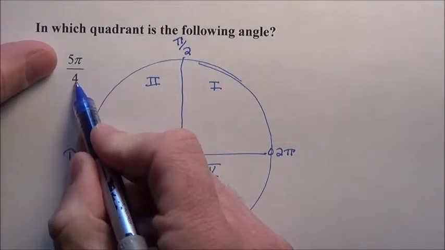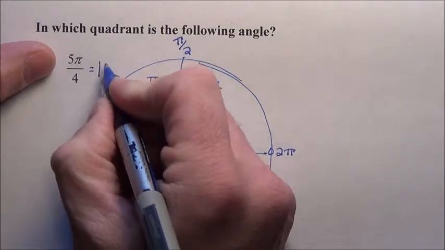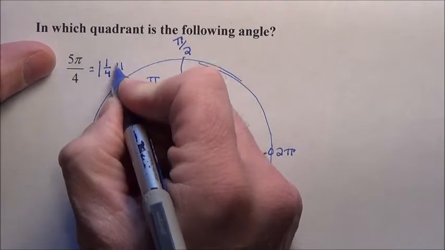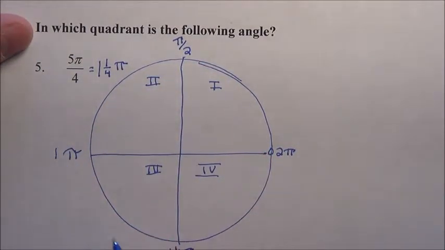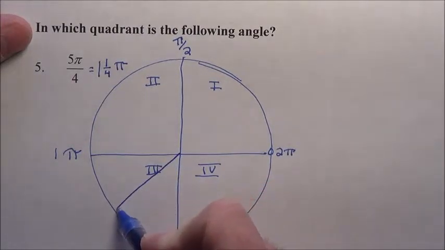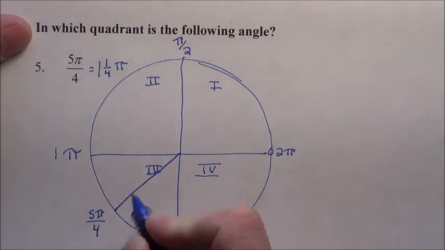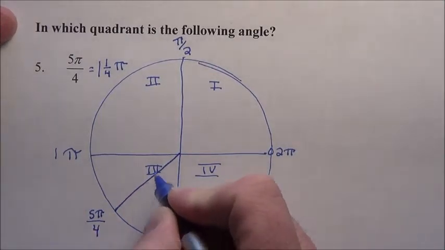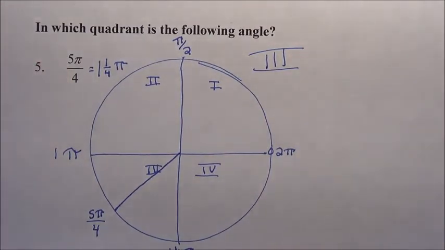Where is 5/4 pi? If we want to think of that, we say, wait, 5/4, that's 1 and 1/4 pi. That looks to me between this 1 pi and 1 and 1/2, which is where 1 and 1/4 is, right in the dead center of them. Right here's where 5 pi over 4 is going to be. So it's in quadrant 3. 1, 2, 3. That's where 5 pi over 4 is located.